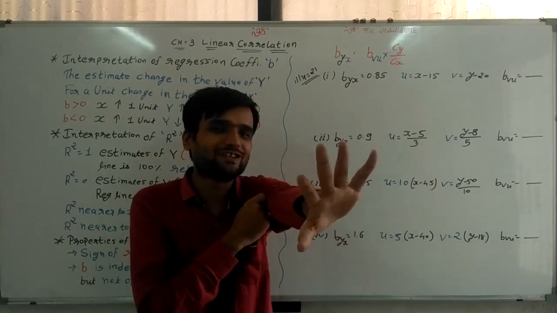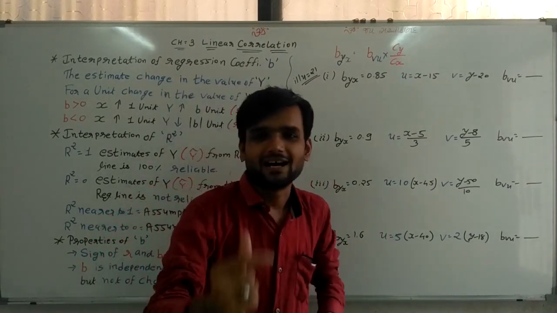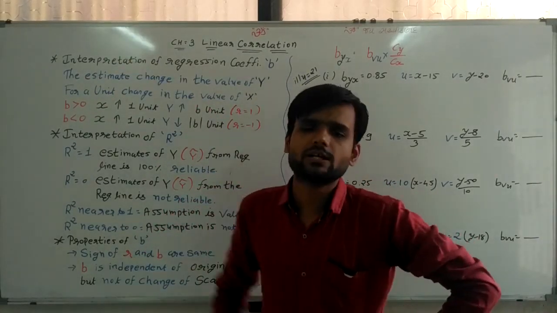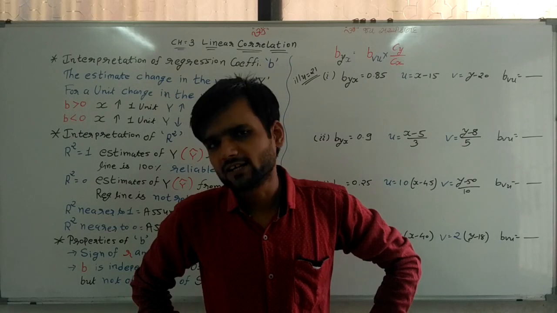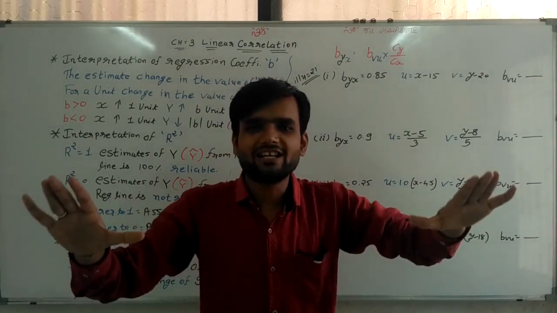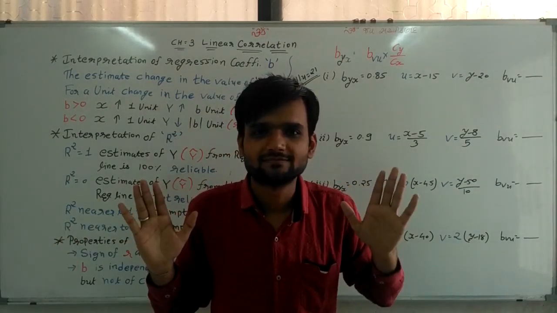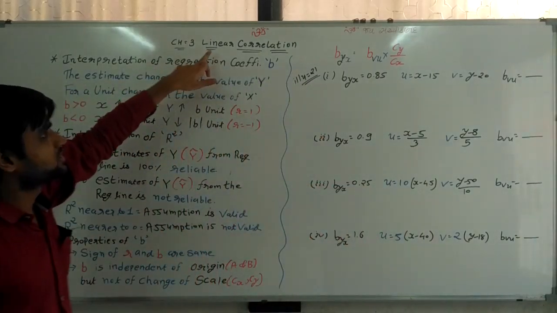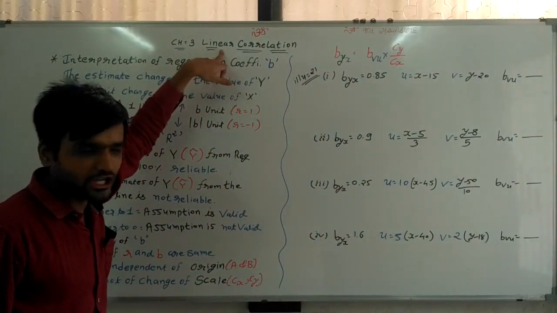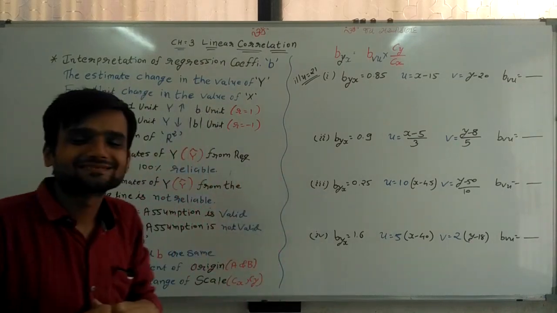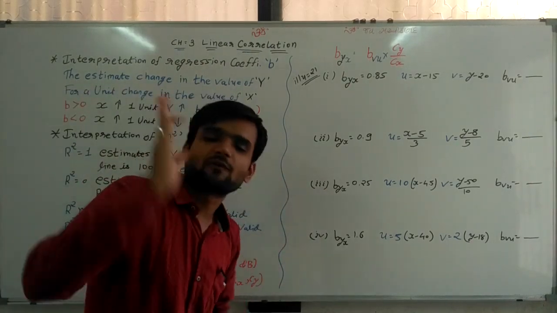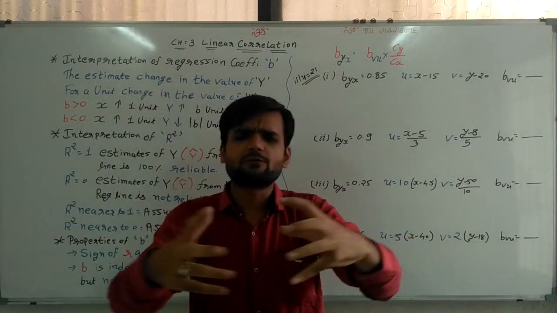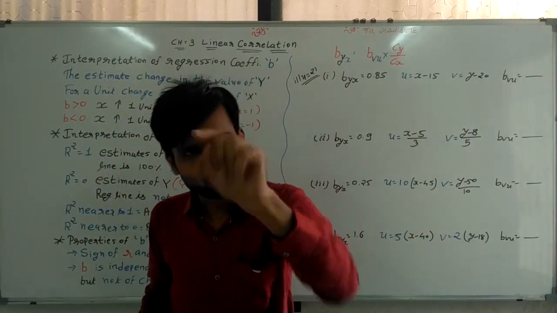Now, without wasting time, I am starting with some important topics which are covered in this chapter, and then the chapter ends. First of all, in chapter number 3, linear correlation, what have we done? We are finding the regression line y on x, the functional relation between x and y, which all of you know.